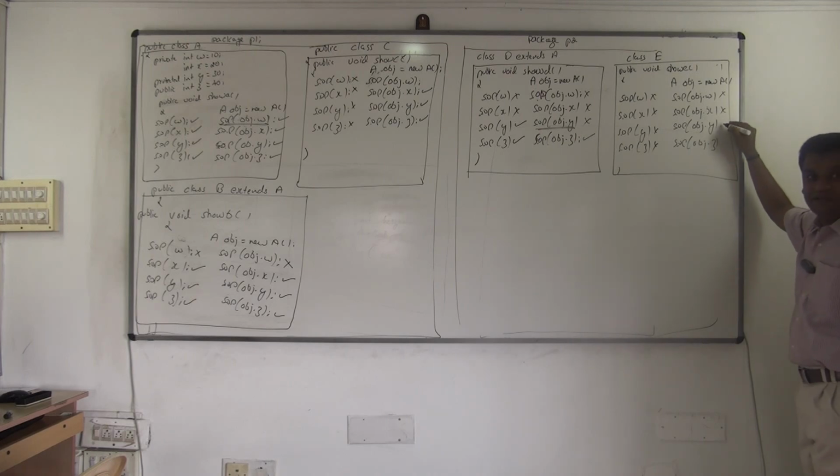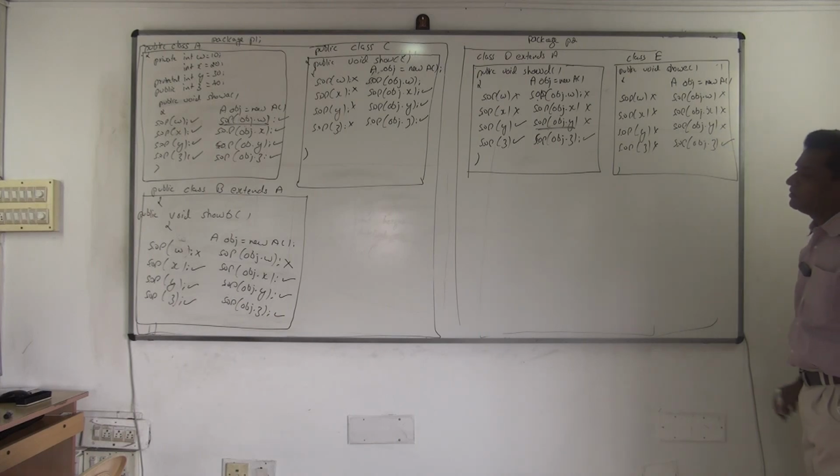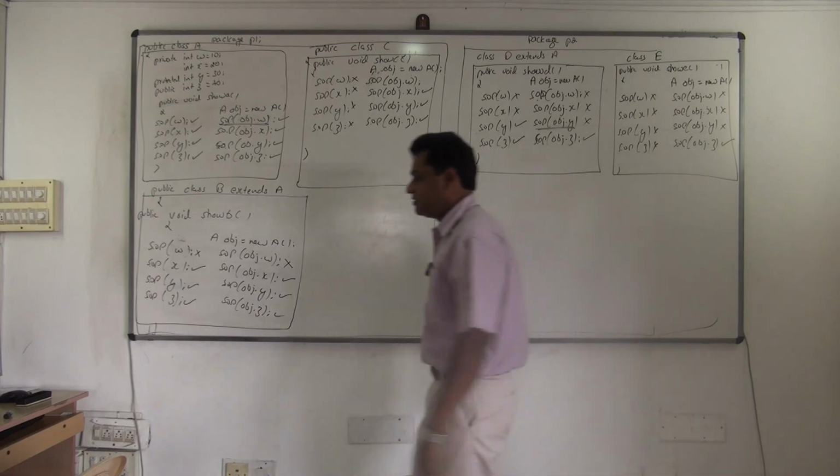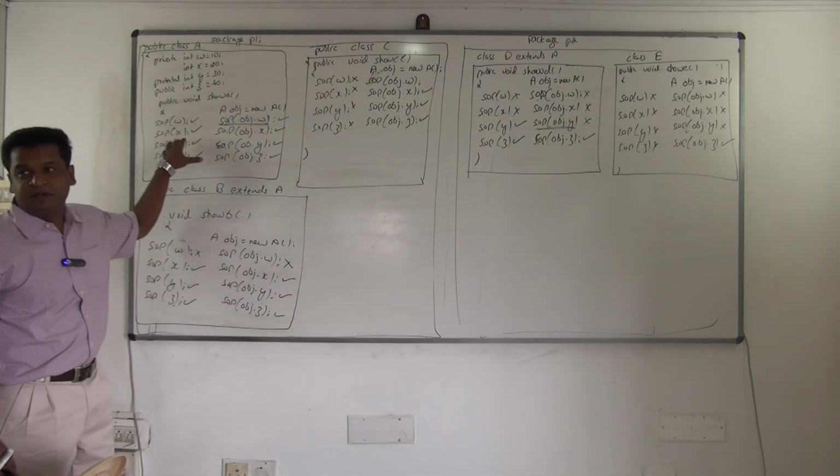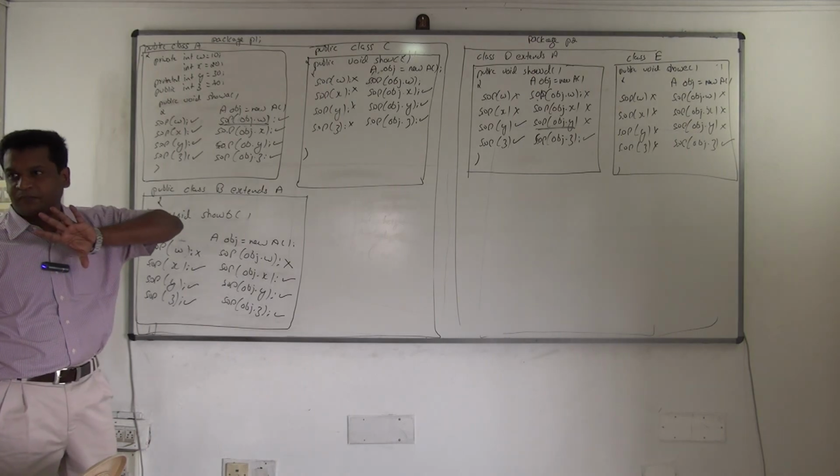Protected also cannot be accessed in a different class in a different package. Public can be accessed in a different class in a different package. As simple as this. So that's what I told you. When you have a class and its member, it will be accessed in 5 locations.